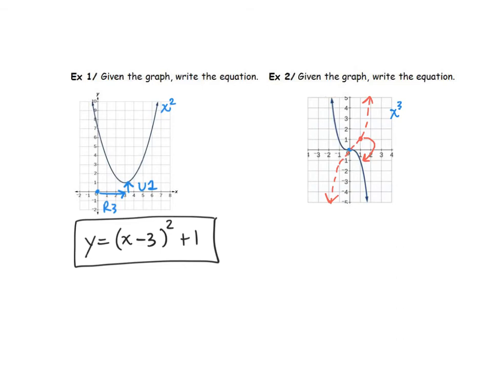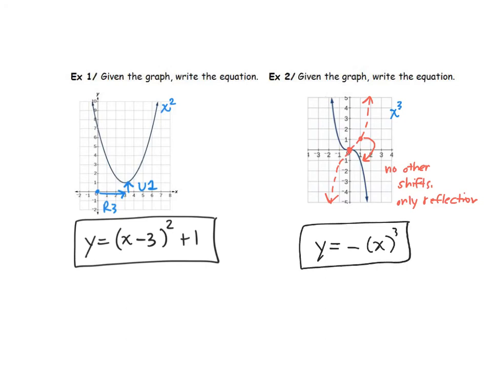And my original, my parent function, and the new one, the solid one, actually both go through the origin (0, 0) as their key point, their central point, which means that there's no other shifts. So I'm going to write here, there are no other shifts, only a reflection. So for our answer, we would write y equals negative x cubed. It's just reflected.